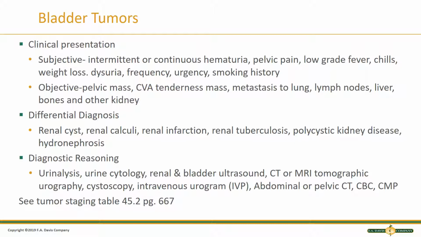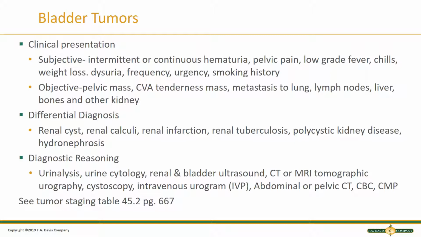So dysuria, frequency, urgency. With these patients, you want to get information in your subjective data collection about their smoking history. Objectively, the patient may have CVA tenderness. You want to make sure you do a good respiratory system assessment, palpating for lymph nodes, palpating abdominally for any other masses or percussing liver margins.